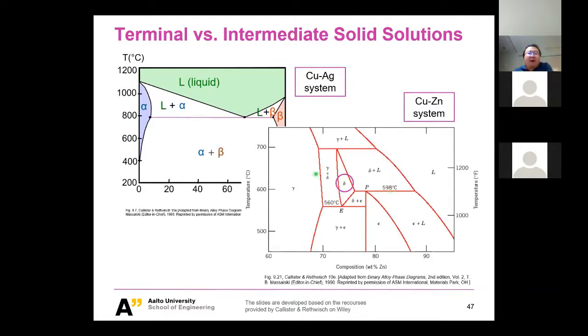So for example, here you have gamma and you have epsilon, so they're more or less the terminal kind of solid solutions. But in between, you have something else. So delta is another solid solution that exists at a specific temperature and also at a specific composition. So this is something we call intermediate solid solution, yeah, because they're in the middle. Not exactly middle, but there's something in between. So you don't have just the terminal solid solutions, you also have intermediate solid solutions.